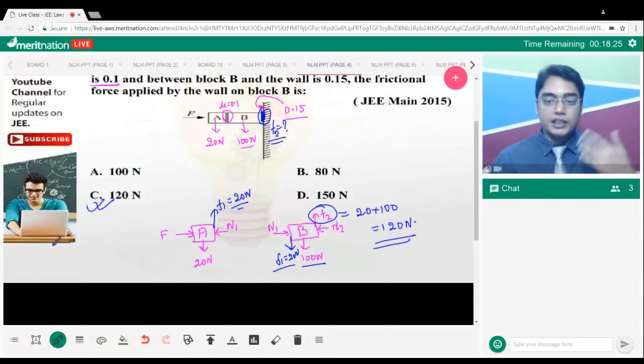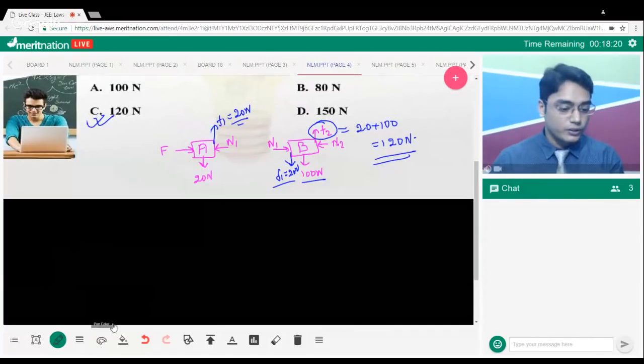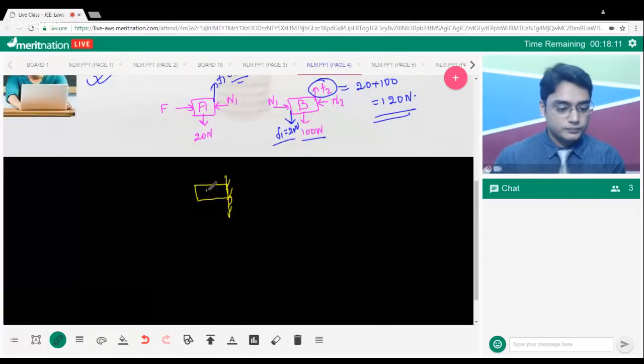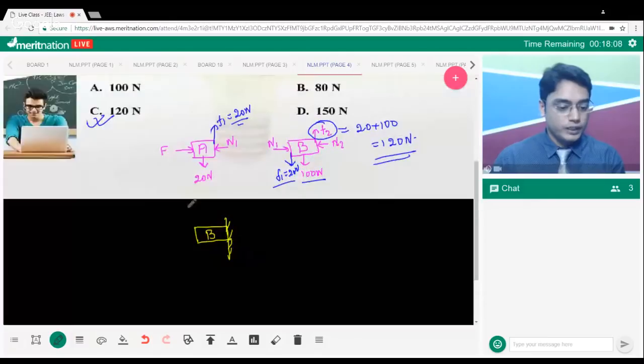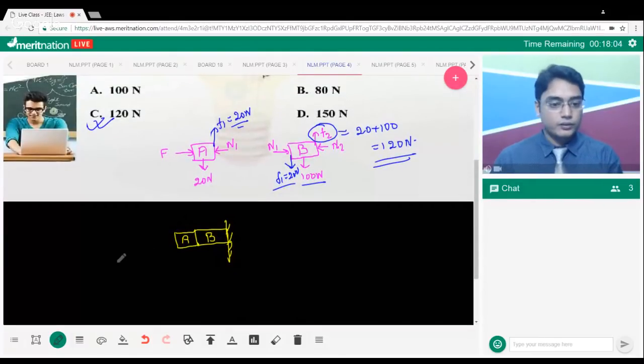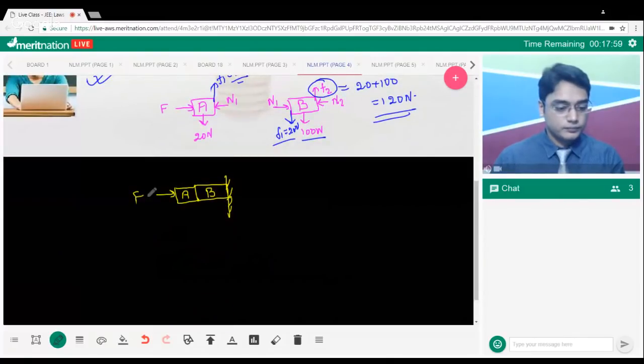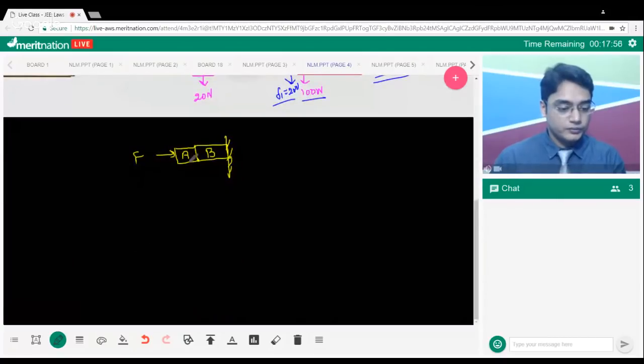Now see directly how to obtain the answer for such questions. Logically you can obtain it. I'm making that diagram. This block is B, and one A block. This is block A, and the applied force F. Downward, I'm showing 20 Newton, and this is 100 Newton.